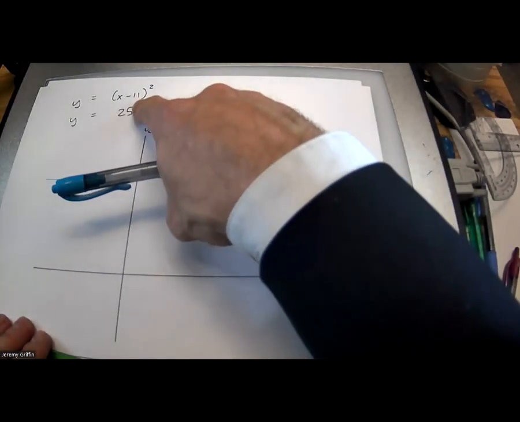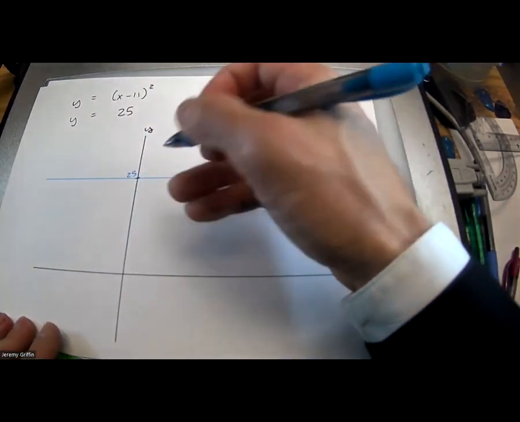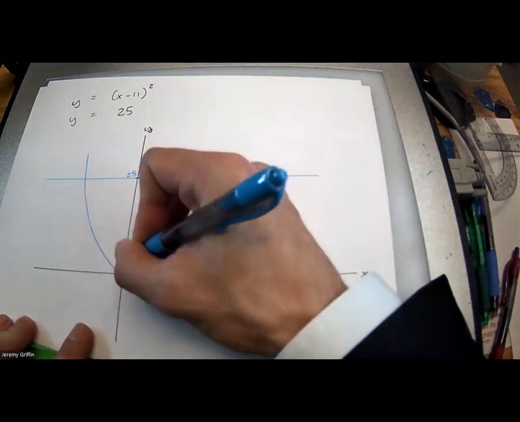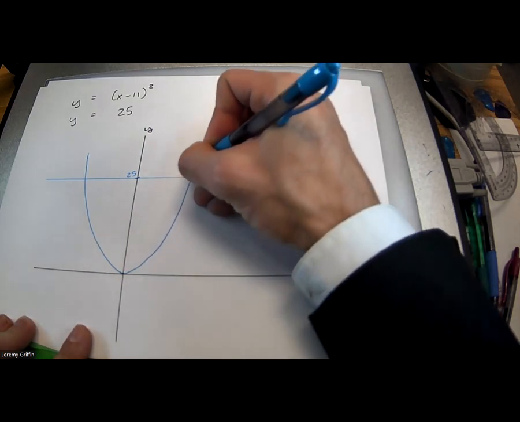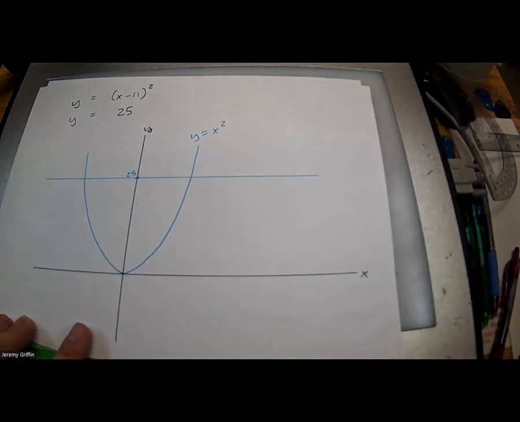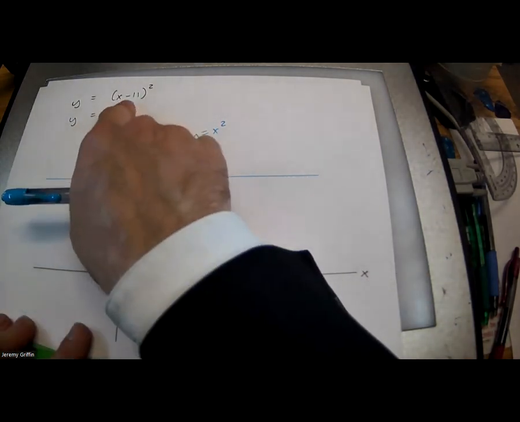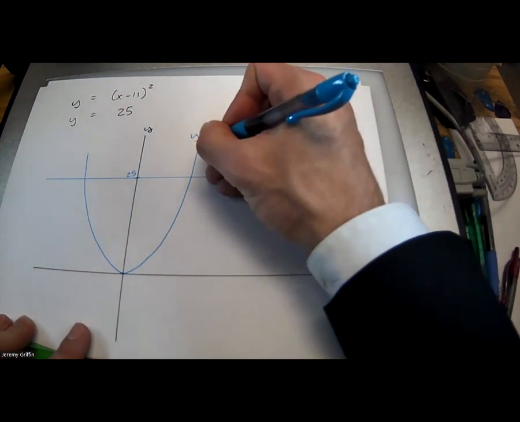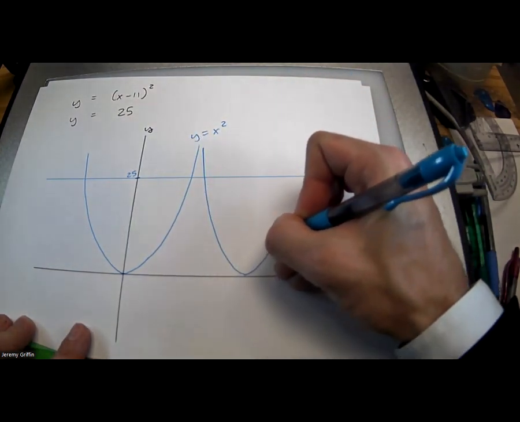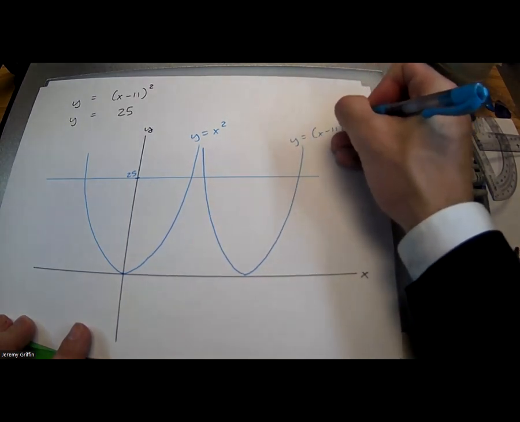Now the other one, actually I'm going to start by graphing something a little bit different. I'm just going to graph y equals x squared. Does that look something like this? Y equals x squared. Wouldn't that be true? Okay. And the whole minus 11, all that does is just shift it to the right 11 units. Wouldn't that look something kind of like this? Y equals x minus 11 quantity squared.